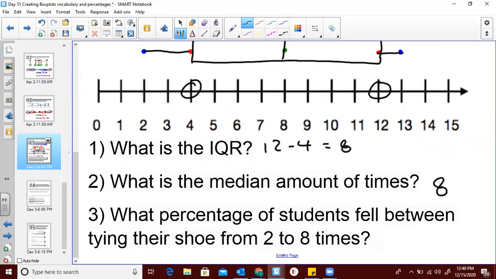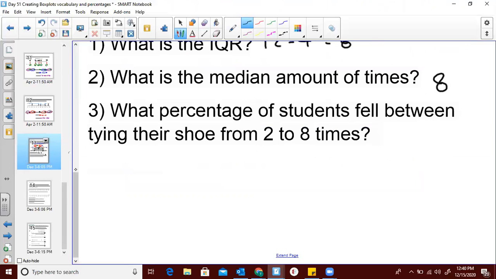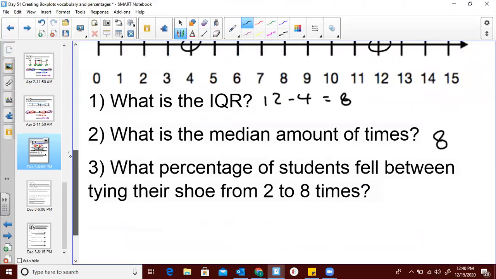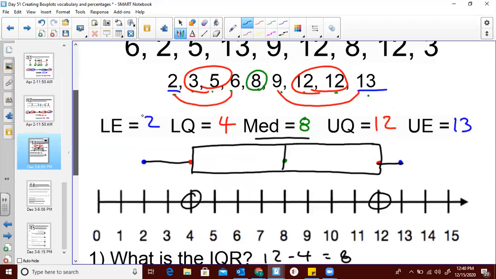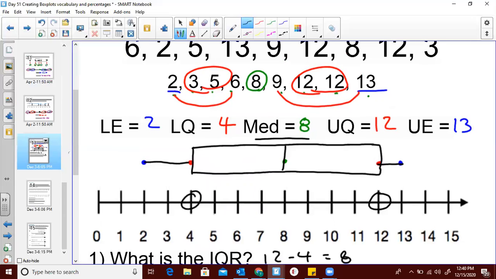Now here's a tricky one. This says, what percentage of students fell between tying their shoes 2 to 8 times? So we're going to look here at 2. Let me get a different color. We're going to look right here at 2, and we're going to come here to 8.